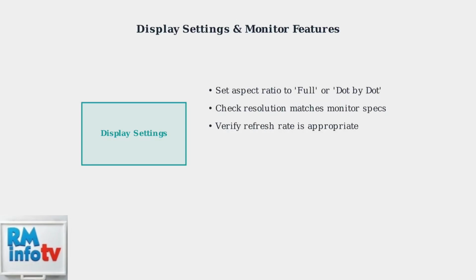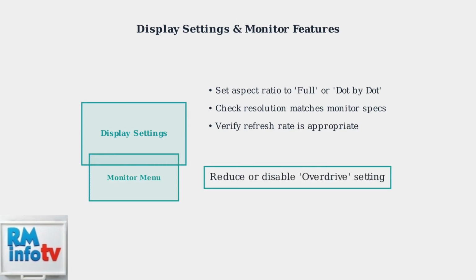Display settings and monitor features can also cause flickering. Check your aspect ratio settings and look for a feature called overdrive that might need adjustment. Many monitors have an overdrive feature that can cause flickering if not properly configured. This setting boosts voltage to reduce ghosting, but may conflict with your graphics card's output.